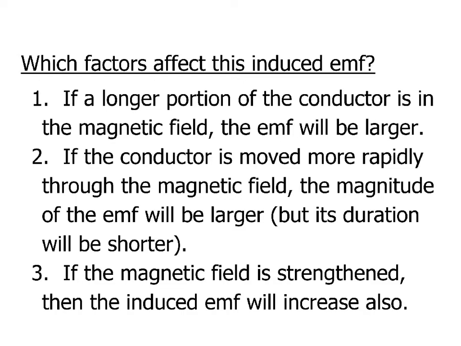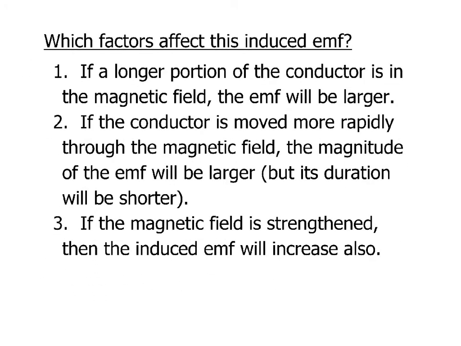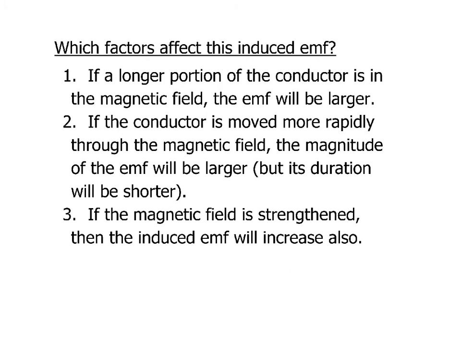How can we affect the induced EMF? How could we make it different? We'll just run through this really quick. There are several ways. If a longer portion of the conductor is in the magnetic field, then you'll get a larger EMF. So basically, if you have a wider magnetic field and put more of your wire into it, then you get more EMF. If the conductor is moved more rapidly, so move it faster, then the EMF is bigger. But of course, the conductor will move through the field faster, so the time of the EMF will be shorter, but the size of the EMF will be bigger. Also, if you make the magnetic field stronger, then the induced EMF will also get stronger. That's fairly obvious. So those are 3 ways of changing the induced EMF or making it stronger.